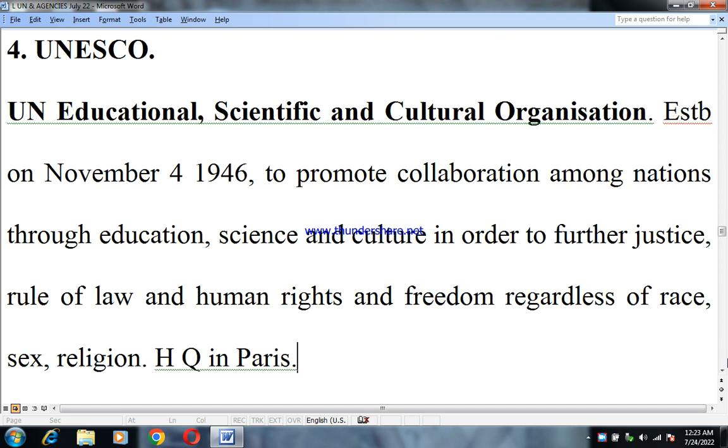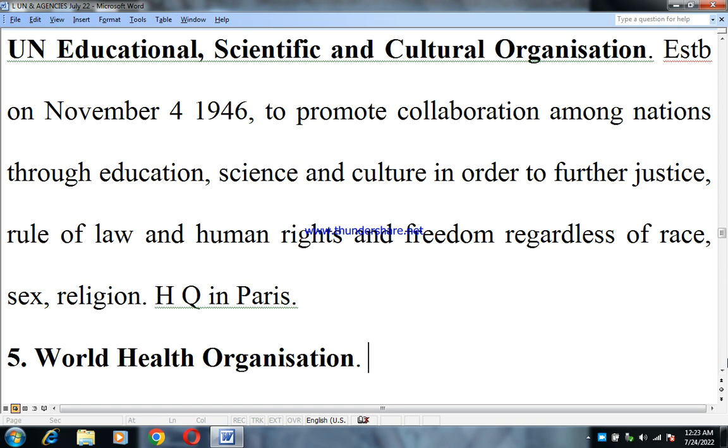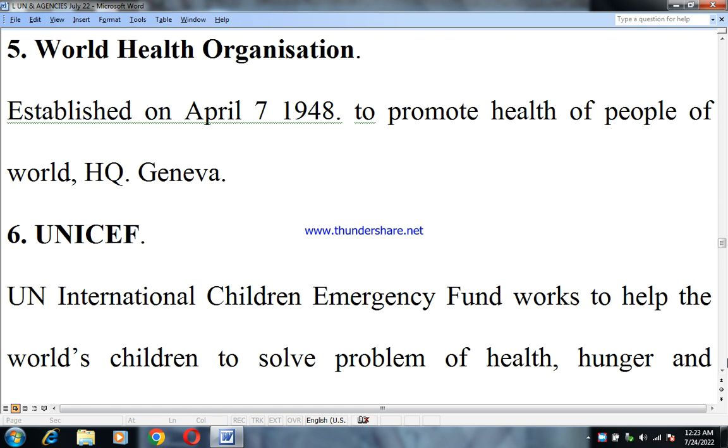Number 4, UNESCO, United Nations Educational, Scientific and Cultural Organization, established on November 4th, 1946 to promote collaboration among nations through education, science and culture in order to further justice, rule of law and human rights and freedom regardless of race, sex, religion and region. Its headquarters is in Paris.